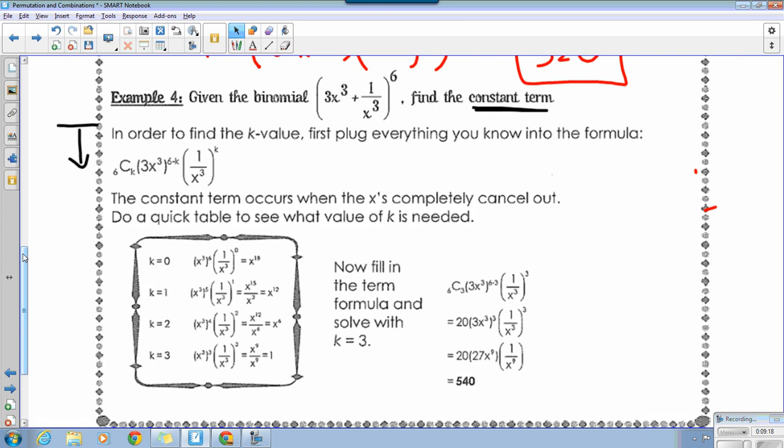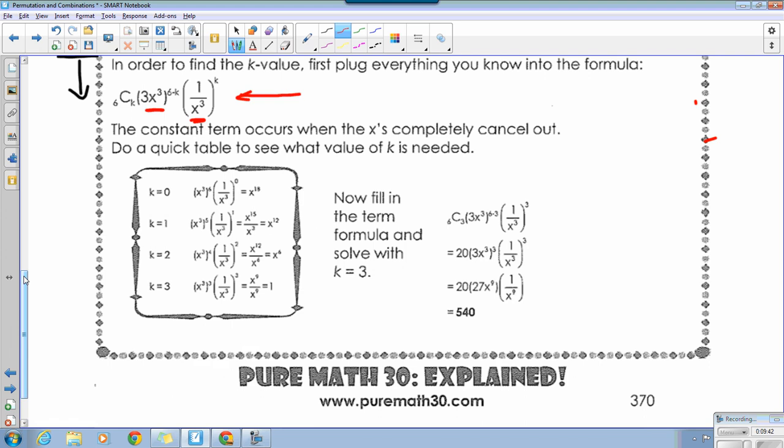We left the work in here so we wouldn't have a lot to do, but we're going to explain it. In order to find this k value, just like we've done in those previous examples with those little boxes, we have to put everything into the formula that we know. So here it is: first term, last term, and we left all those k's open. In the example above, we used little boxes, so you're still free to use little boxes in this case. But like they say, the constant term is going to happen when all the x's cancel out.